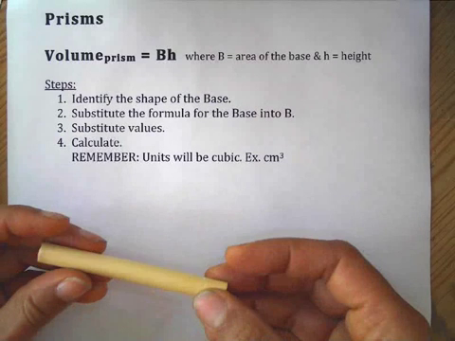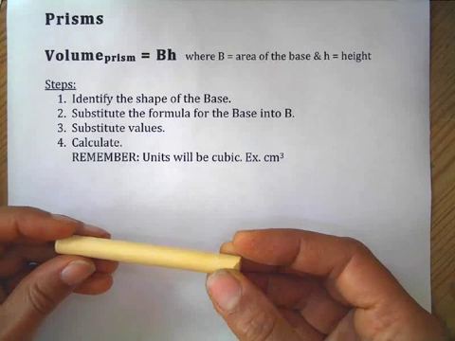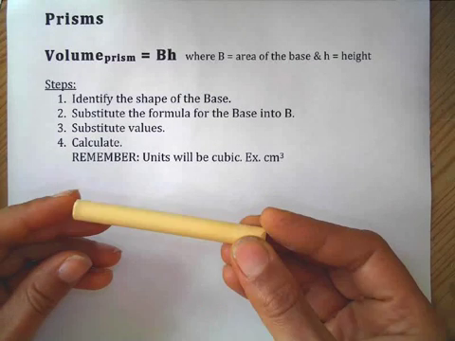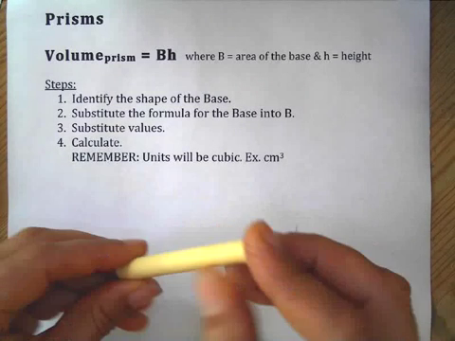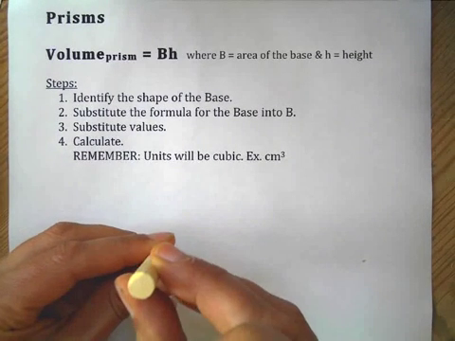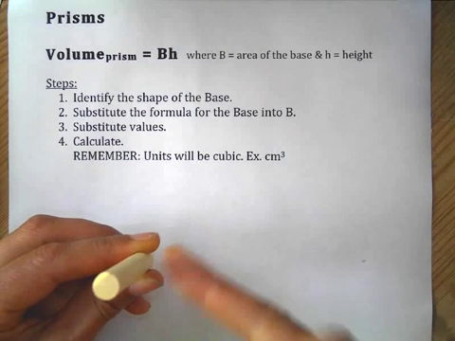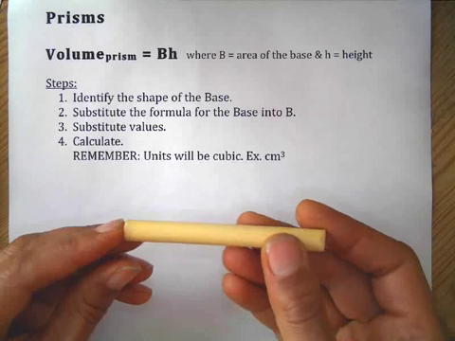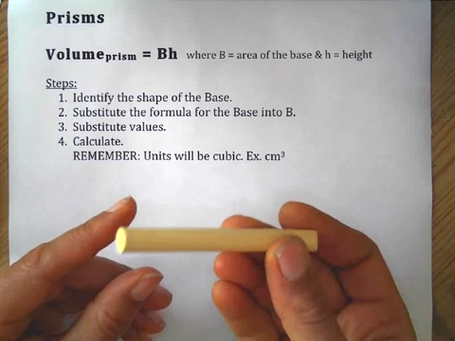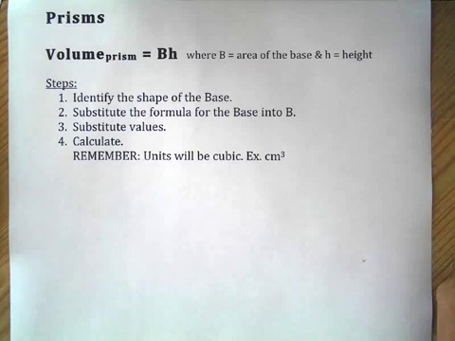This is an intro into prisms and how to calculate the volume of prisms. So when you look at a shape, if the bottom and the top, or the bases, have the same shape and the sides go from the top to the bottom in straight segments, then that is considered a prism. So a cylinder is an example of a prism.